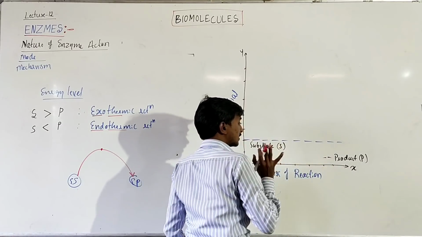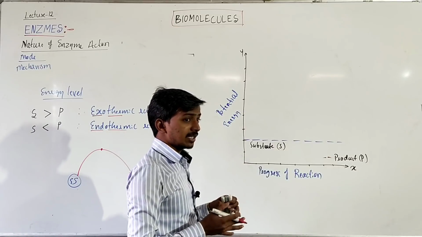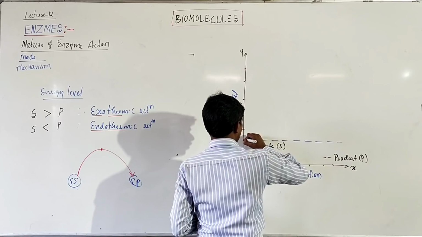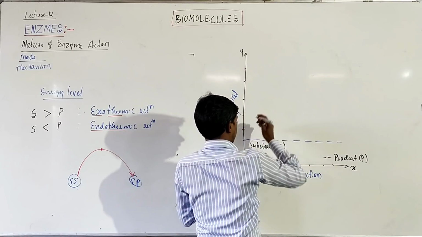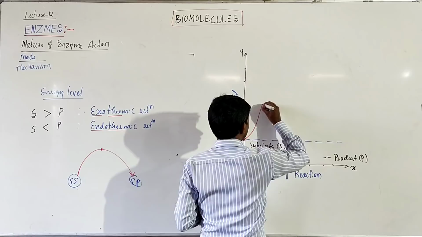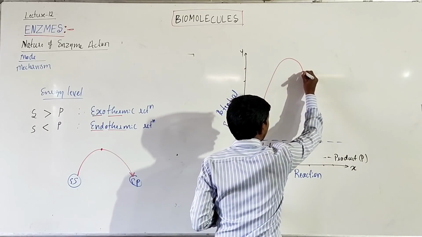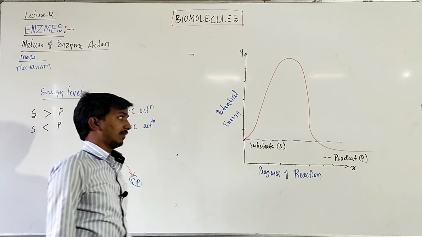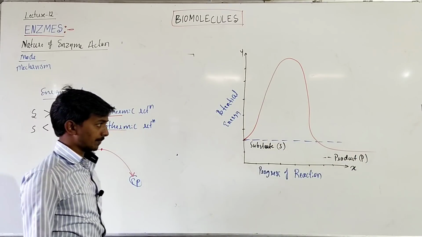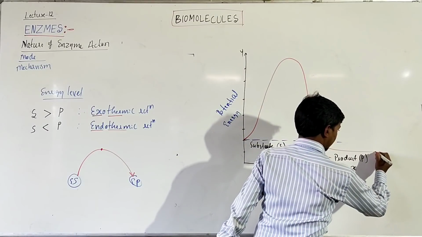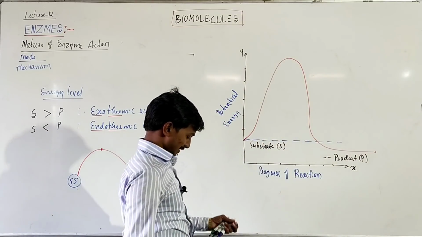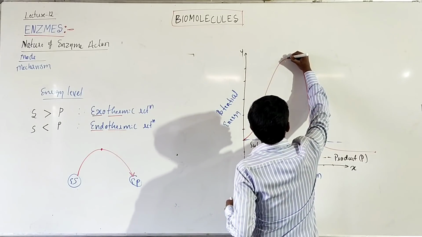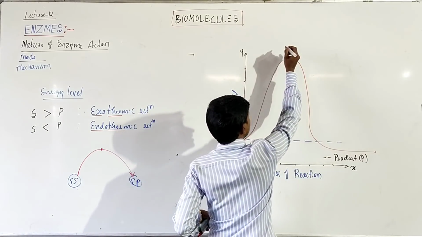So imagine for this reaction the enzyme is not there. So the substrate needs more energy, meaning it will reach a very high energy level. Okay, so this is the product level. Here we can see this is the transition state or high energy state.